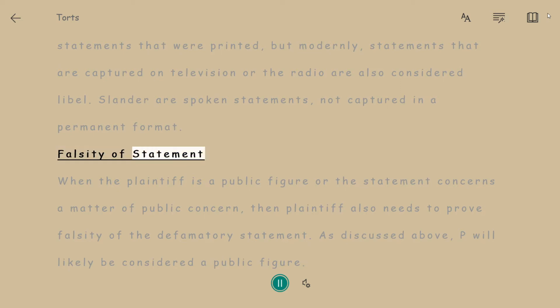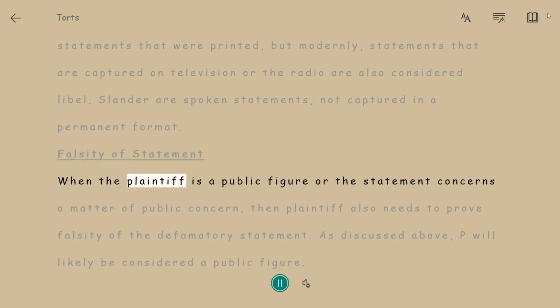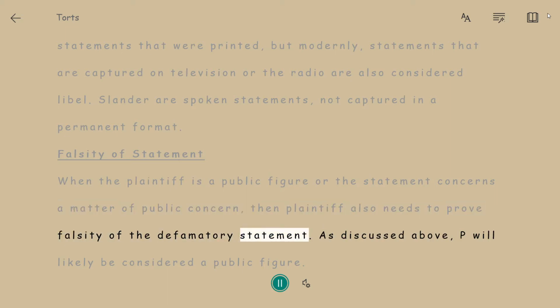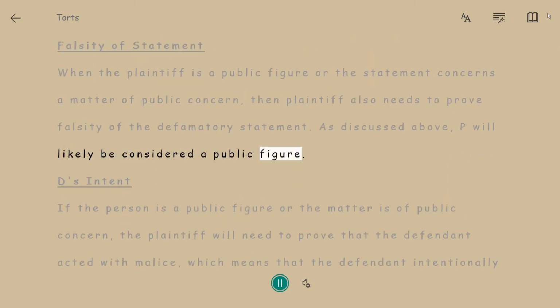Falsity of statement. When the plaintiff is a public figure, or the statement concerns a matter of public concern, then plaintiff also needs to prove falsity of the defamatory statement. As discussed above, P will likely be considered a public figure.